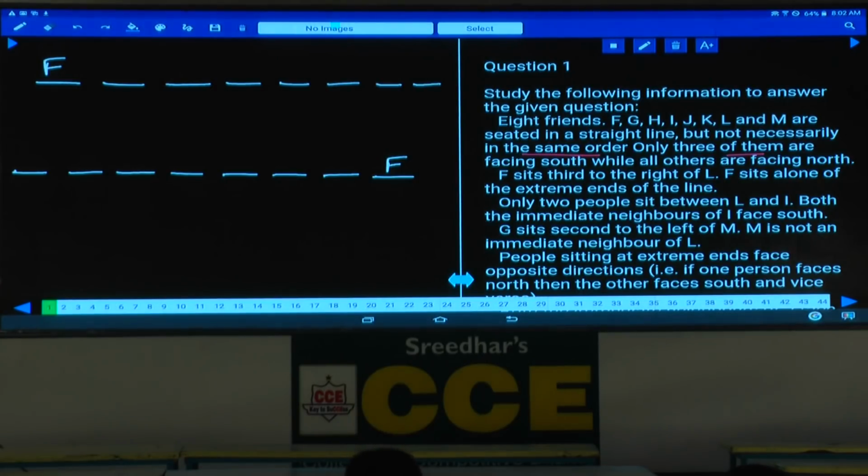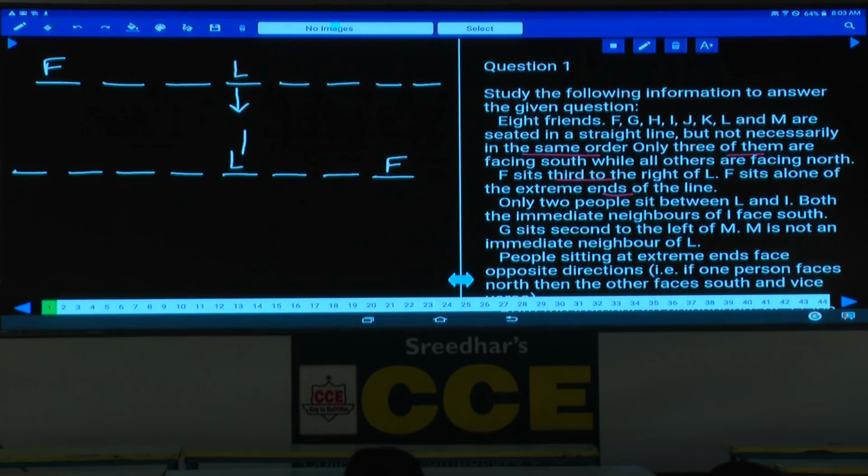Only 3 of them are facing south. F sits third to the right of L. As F is seated third to the right of L and F is at an extreme end, L must be here, isn't it? Now in case 1, L will be here, and in case 2, L will be here. Between F and L, there must be exactly 2 persons. As F is seated to the right of L, in case 1, L must be facing south. Then only F sits to the right of L is possible. And in the second case, this L must be facing towards north. Then F will be to the right. F sits to the right of L.